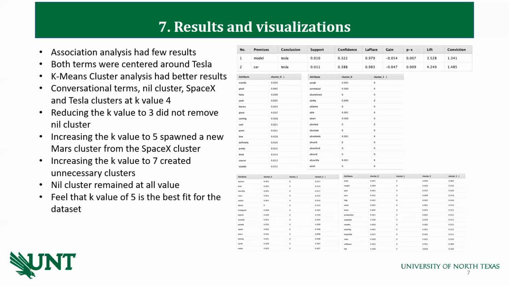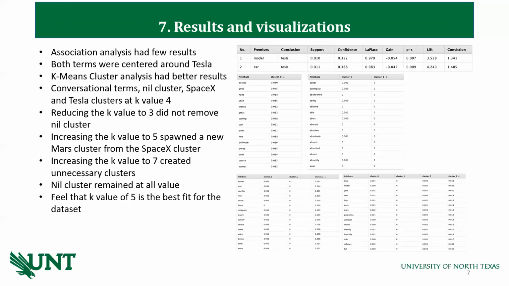and those are to be expected. I reduced the k value to 3 in an attempt to get rid of the nil cluster, as I named it, but it did not get rid of the nil cluster. I'm not sure if that's an issue with RapidMiner or something I did wrong with my analysis, but it didn't matter what value I changed the k value to. The nil cluster remained even when I increased it and decreased it.